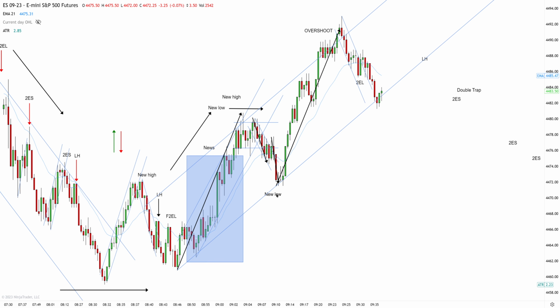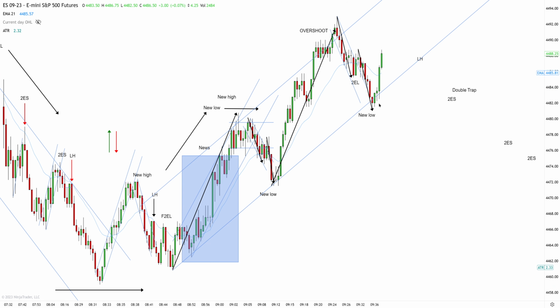Market created the new extreme, and once again, pay attention to how market moves. With time, you will train your eyes to see the two-legged pullbacks everywhere, and it will start to make sense why price action moves in certain fashion. We're breaking above EMA, we're expecting new extreme for this uptrend.